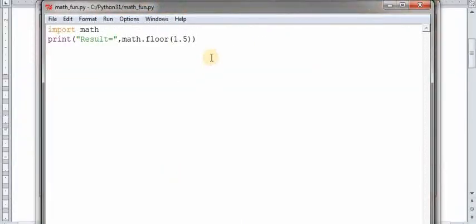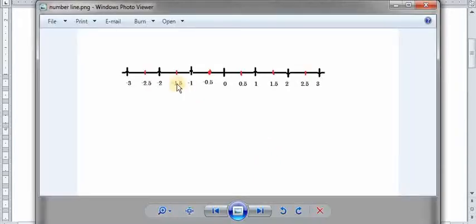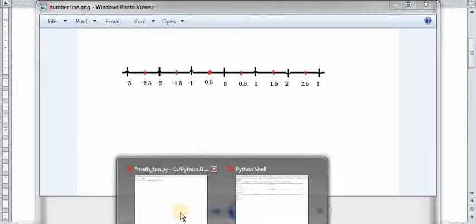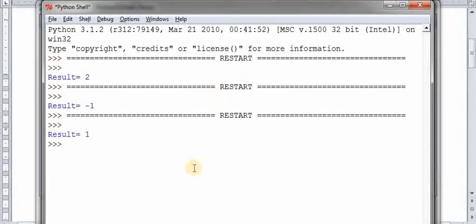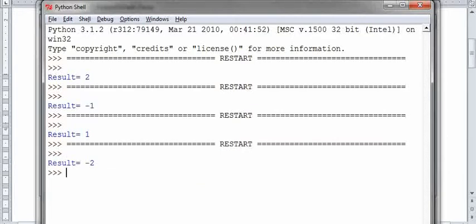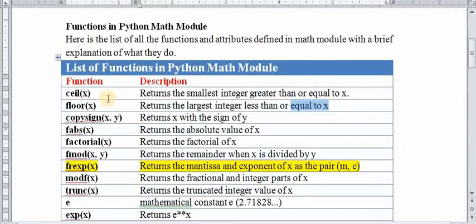If we are using the negative value, minus 1.5, guess what will be the result? Check on the number line, minus 1.5 will return minus 2. Save it and check it, it will return minus 2. So it is clear what is the use of the ceil function and the floor function. The next function is the copy sign function. It returns x with the sign of y.